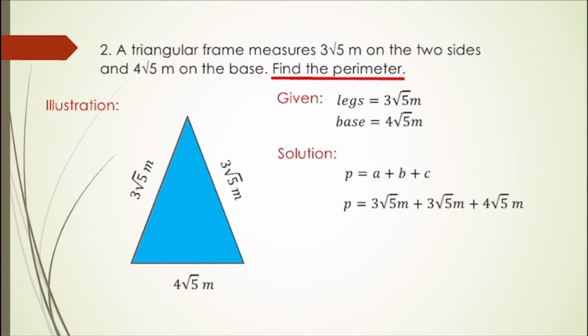Okay? So ngayon, 3 plus 3 plus 4, the answer is 10. And then copy lang natin yung ating radical, which is 5. So we have 10 and square root of 5 meters. So therefore, the perimeter of our triangular frame, whose measures 3 and square root of 5 on the two sides and 4 and square root of 5 on the base, is 10 and square root of 5 meters. So I hope you understand our lesson for today, or nabigyan ko kayo ng tip paano ba mag-solve ng word problems involving addition and subtraction of radicals.